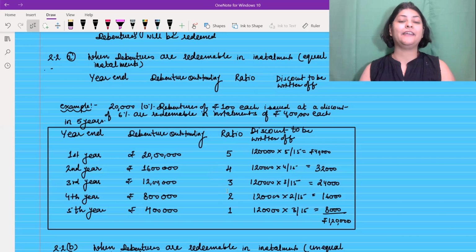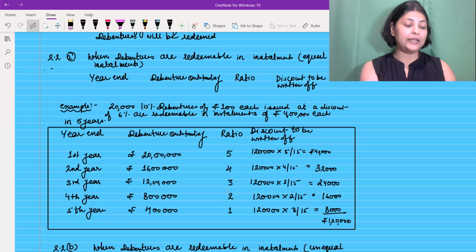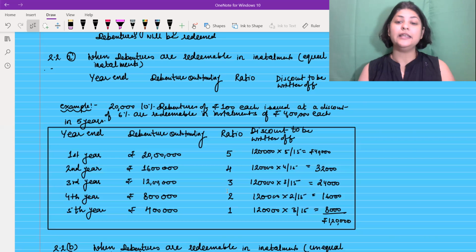We have simplified it and written 5 is to 4 is to 3 is to 2 is to 1. I hope till here things are clear to you. Now, what is the next step? We'll have to find out what is the amount of discount on issue of debenture. So there are total 20 lakh debenture, and 20 lakh multiplied by 6%, it is coming to 1,20,000 rupees.